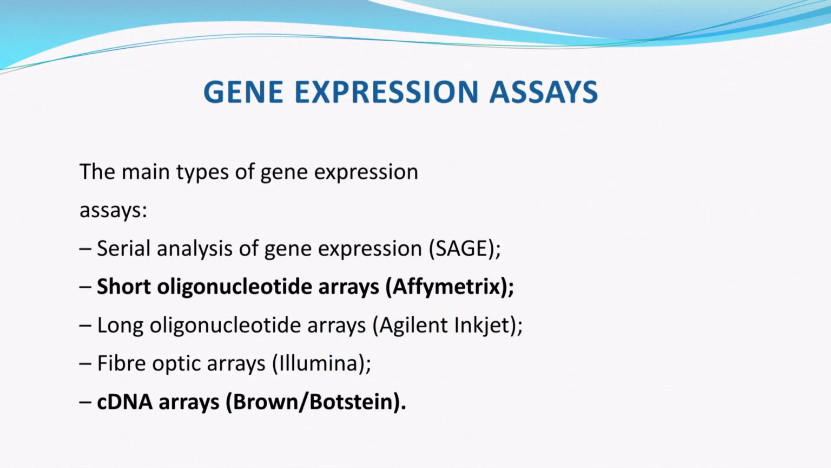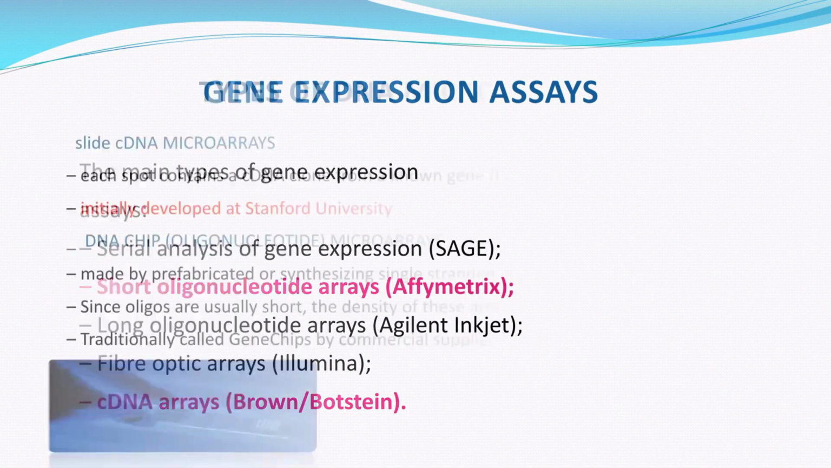Okay, so these are the gene expression assays. The main ones are the short oligonucleotide array, that is the gene chip, and the conventional one is the cDNA array, developed by Brown and Botstein. The short oligonucleotide array is developed by Affymetrix. The others are serial analysis of gene expression, the long oligonucleotide array, and the fiber optic array. I am going to explain the short oligonucleotide array and the complementary cDNA array.